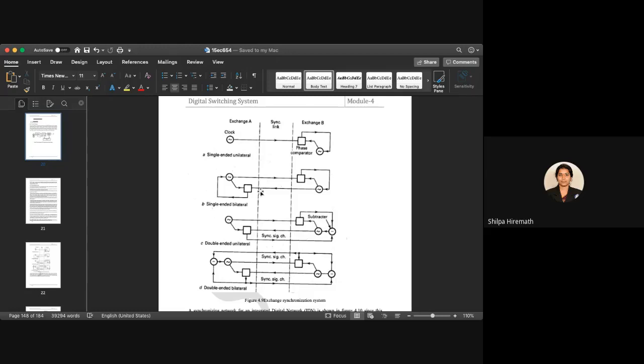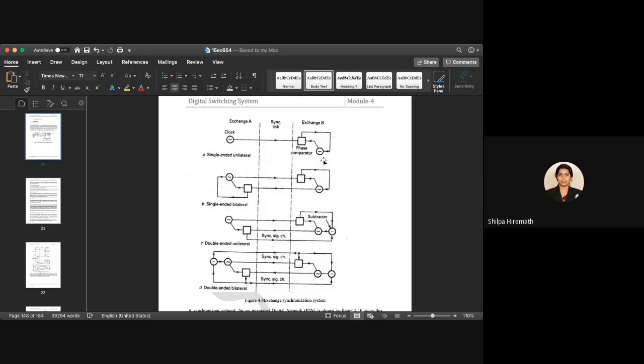So here, the local clock in each exchange is provided by a crystal oscillator. Here we are just showing it as a clock. Its frequency is adjusted by controlling the voltages. Basically, let me consider this to be exchange A. In any synchronization network combination you consider, this entire part is exchange A, and here is exchange B. Exchange A has a clock, exchange B also has a clock.